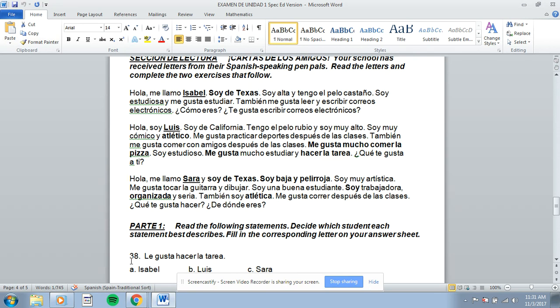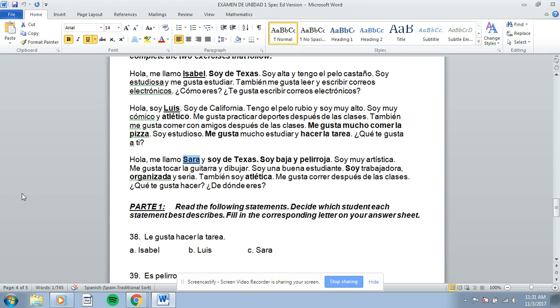So 38 says, le gusta hacer la tarea. Likes to do homework. Look back at the paragraph about Isabel, Luis, and Sara, and see which one likes to do homework. If it's Isabel, bubble in A. If it was Luis, bubble in B. And if it was Sara, bubble in C. Look back and see who likes to do homework.